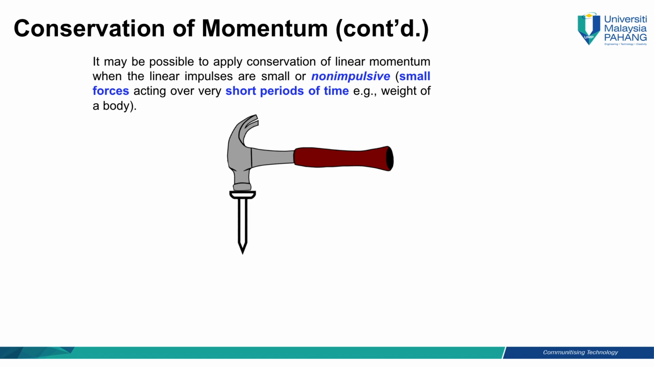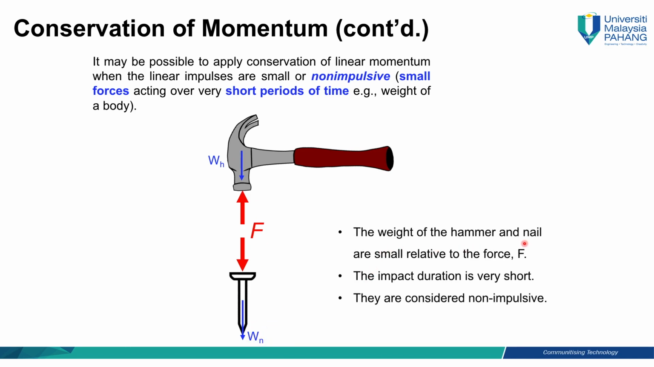If we separate these two objects and draw the forces, that is the force F applied by the hammer on the nail, and of course the nail will also apply the same force in the opposite direction to the hammer. And then we will have the weight of the hammer and also the weight of the nail. The weights of the hammer and nail are small relative to the force F here, and that is why the weight in this case is the non-impulsive force. So there is no impulse or negligible impulse by this weight.